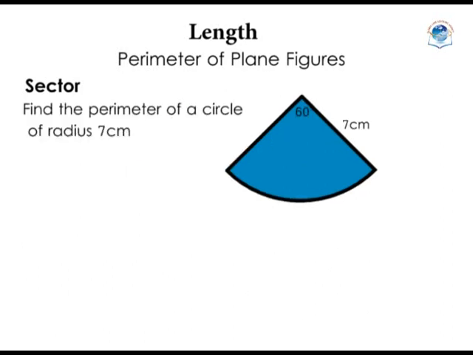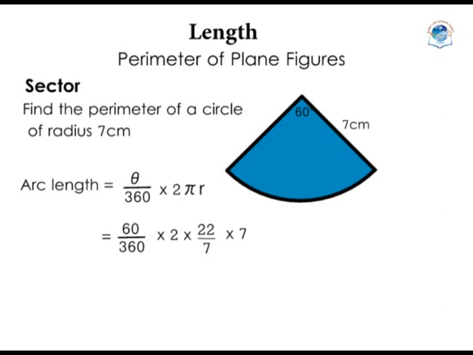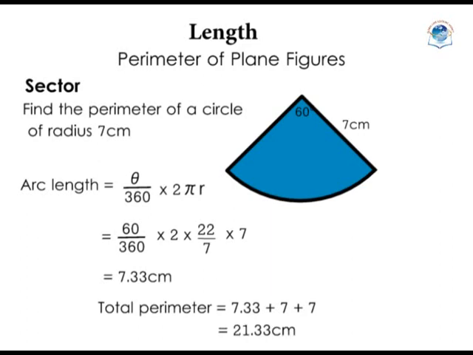For example, find the circumference of the sector of a circle of radius 7. Theta in this case is 60 degrees. And so arc length is equal to 60 over 360 times 2 times 22/7 times 7. And that gives us 7.33. This is the length of the curved part. But remember, the two radii are also part of the figure. And so we have 7.33 plus 7 plus 7. And that gives us 21.33 centimeters.